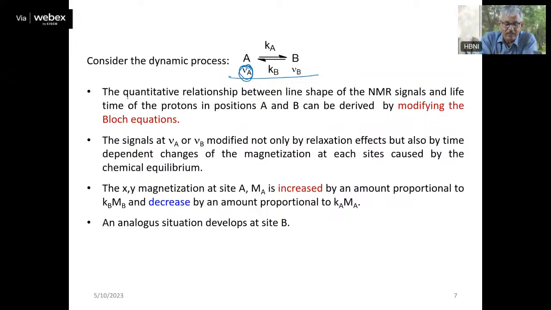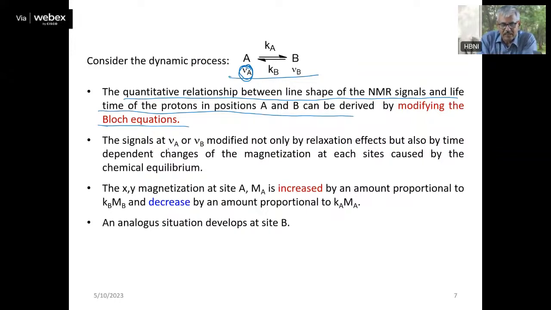Now if you want to find out the quantitative relationship between the line shape of the NMR signal and the lifetime of the protons in both positions, you have to use the modified Bloch equation. That's why I told you the Bloch equation. Anyway, we are not going to do all the calculation, only the final equation derived from the Bloch equation. Now let us see what you have to consider when you modify the Bloch equation.